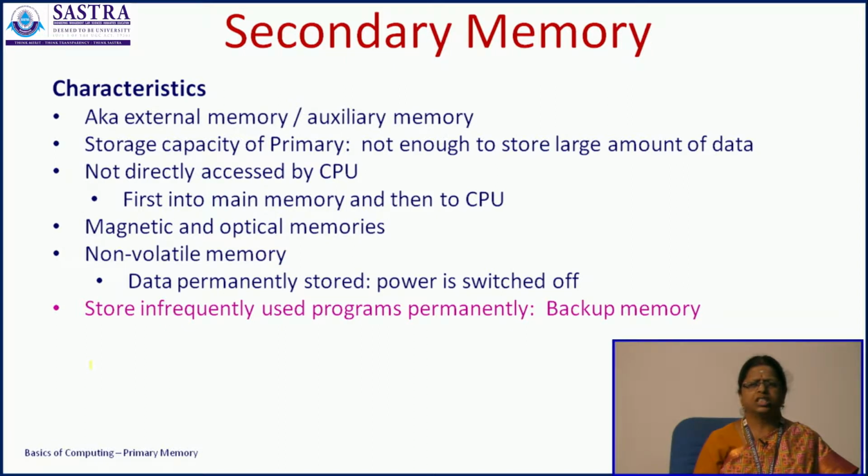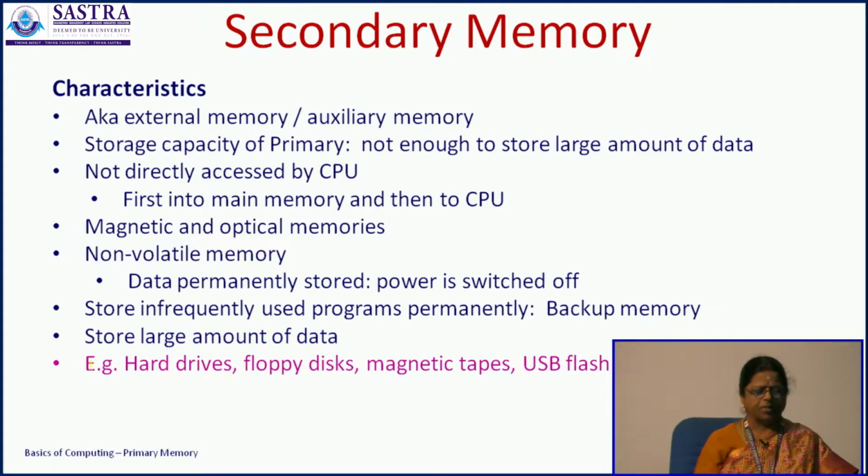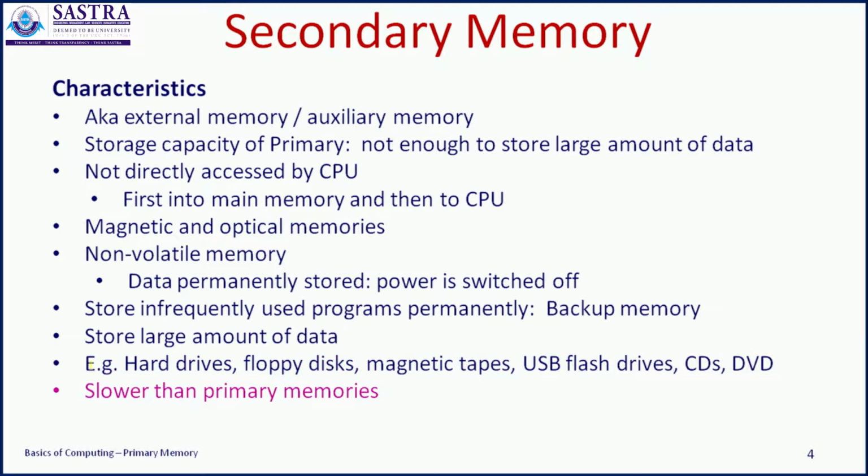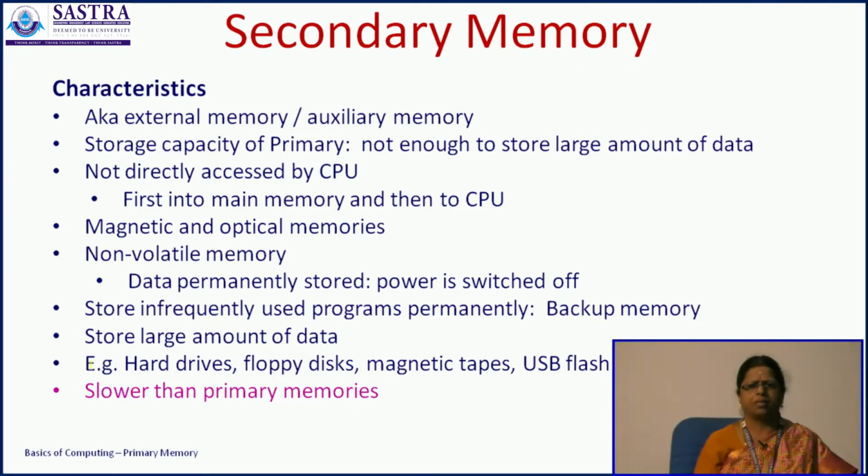So what do we use this memory for? We use this secondary memory to store infrequently used programs permanently. Hence, this secondary memory is also called backup memory. These kinds of secondary memories are capable of storing large amounts of data. Examples: hard drives, floppy disks, magnetic tapes, USB flash drives, CDs as well as DVDs. These secondary memories are slower than primary memories.